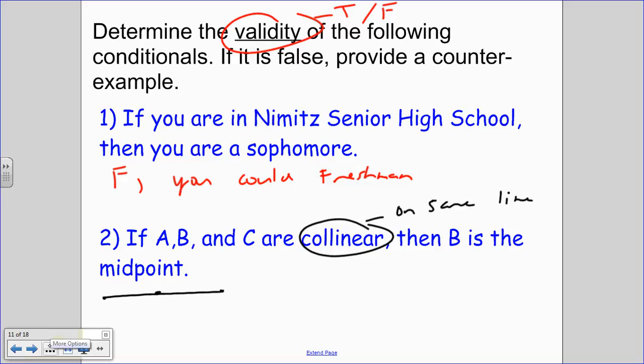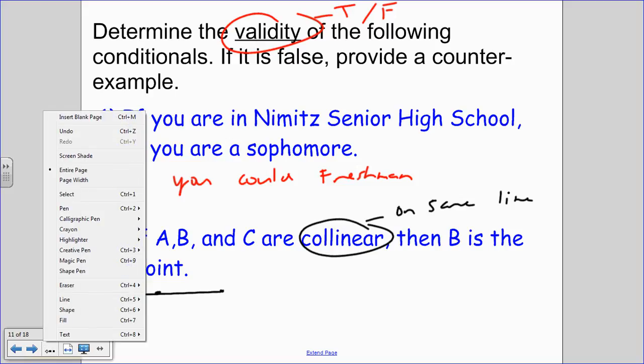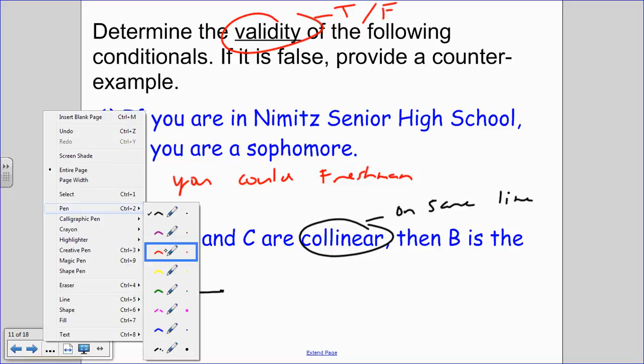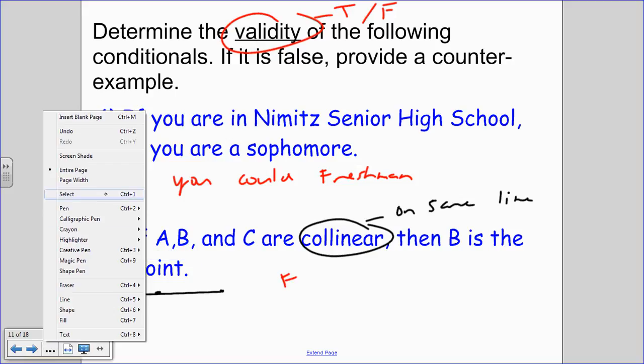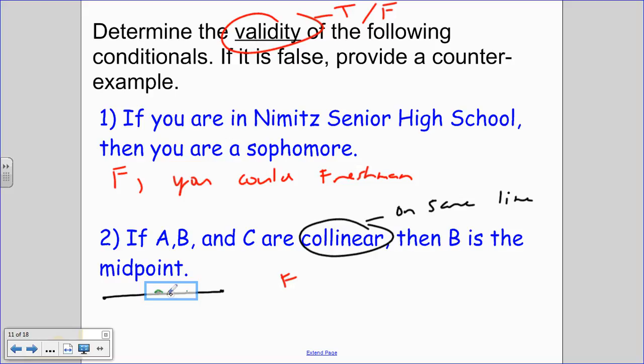And the statement is saying B is the midpoint. Is that true all the time? No, it's not. This is also false. I could have my points in order like this: A, C, B. That is still collinear. B is not in the middle.